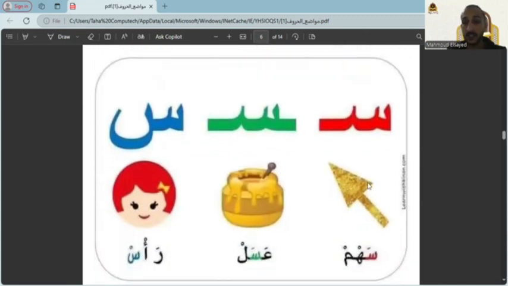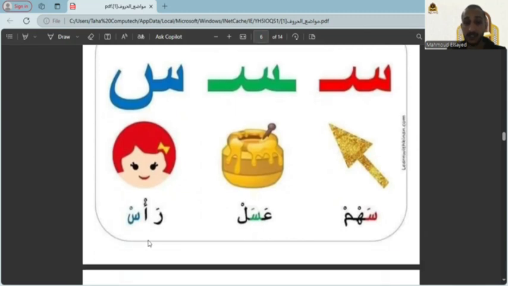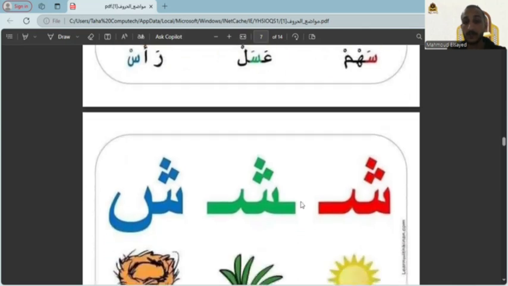Here we have the letter sin. First, we have it at the beginning of the word here, like sahm. Look at this word, sahm. This is a beginning position. And then asal, which means like honey. This is a middle position. And then we have ras, an end position. Here it comes at the end of the word ras, which means head. So sahm, asal, ras. Okay.